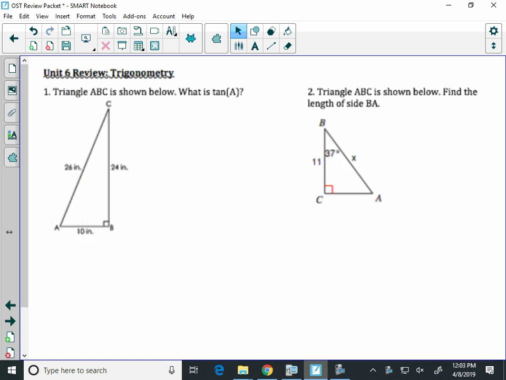Triangle ABC is shown below. What is the tangent of A? Whenever we see these words, tangent, what do we need to write on our paper? SOHCAHTOA.